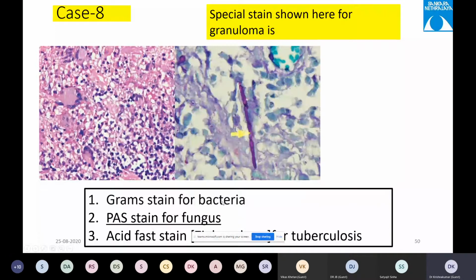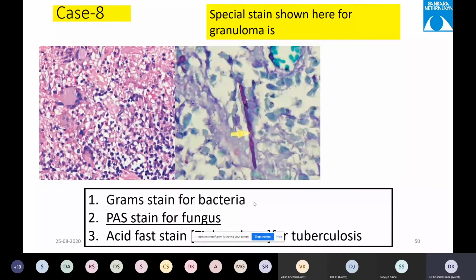So, to identify organisms, there are multiple stains. Usually, gram stain is done for bacteria. We can get information whether it is gram positive or gram negative. PAS stain and GMS stain is good for fungus. Acid fast stain is good for tuberculosis. So here, this is a PAS stain showing the septate fungal filaments.